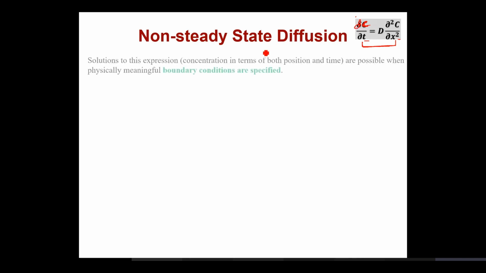Anyways, again for a partial differential equation, the problem is that solutions for both position and time, concentration in terms of both position and time, are possible only when you have physical meaning of the boundary conditions, some physical boundary conditions available to you. So we will define boundary conditions for an example of a particular kind of problem, and we'll try to look at the solution.